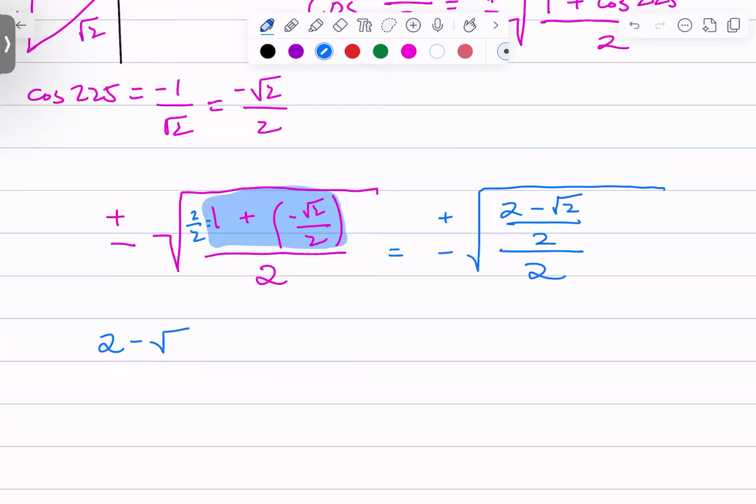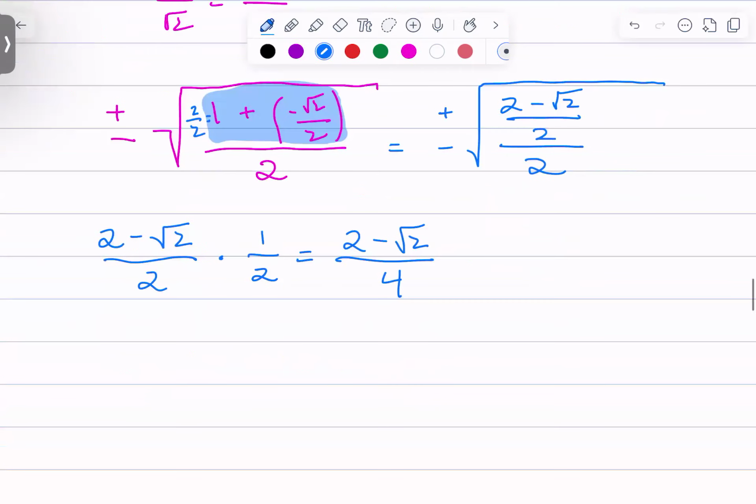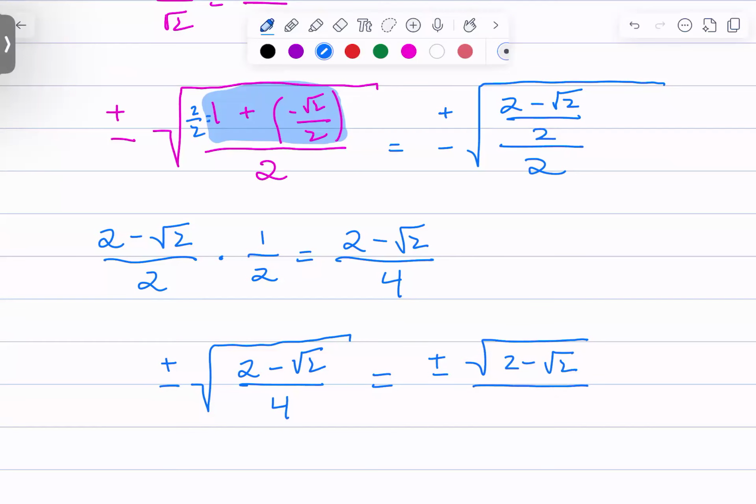Two minus square root of 2 over 2 times 1/2. Keep, change, flip. This would be 2 minus square root of 2 over 4. So if I put it back into my square root, it will be plus or minus the square root of 2 minus square root of 2, all over 2, because the square root of 4 is 2.